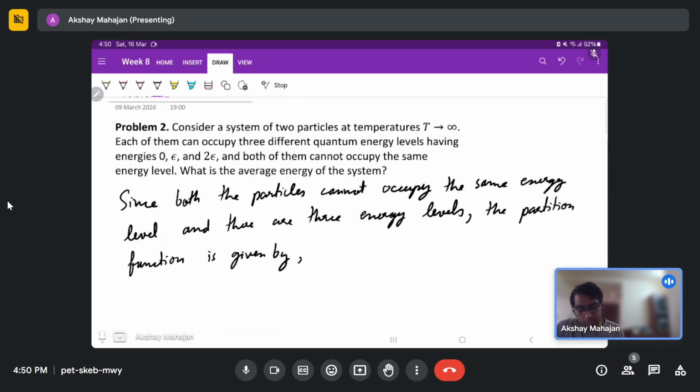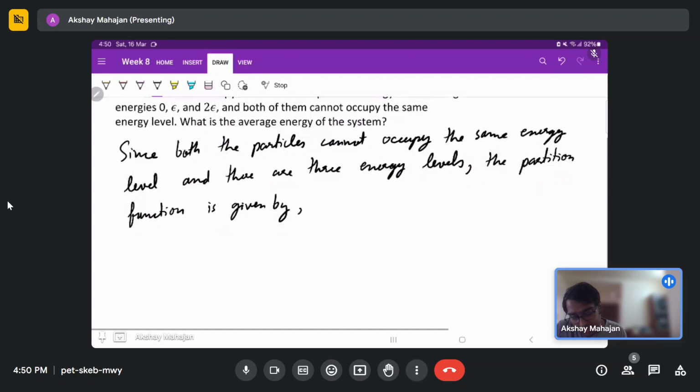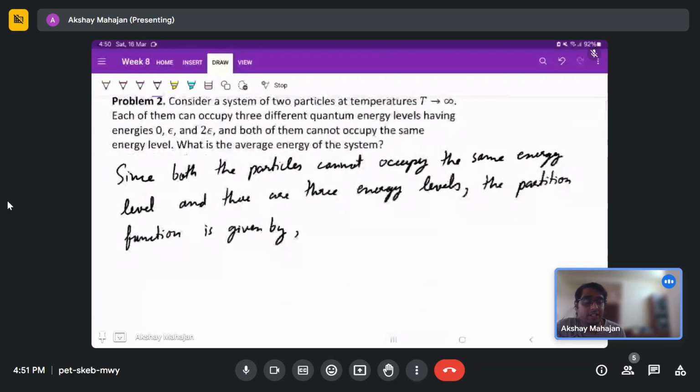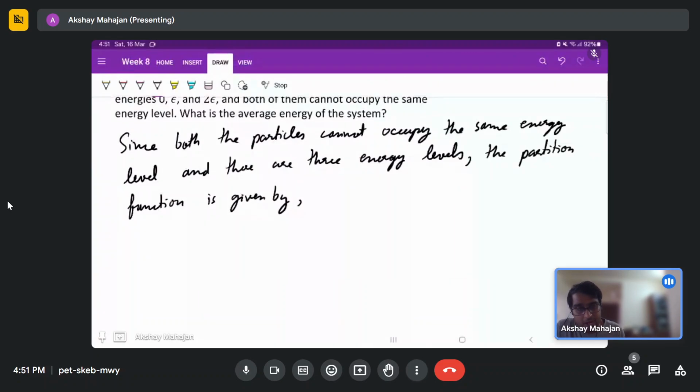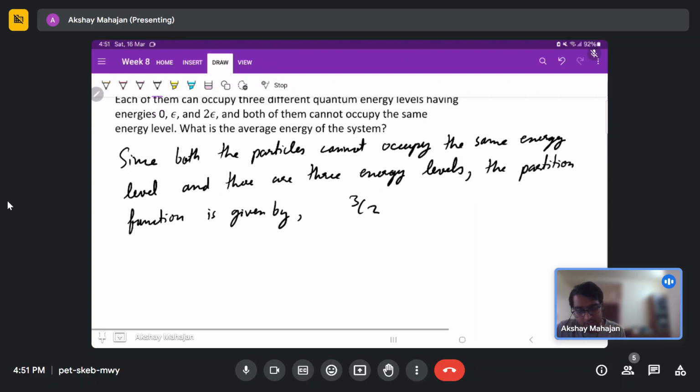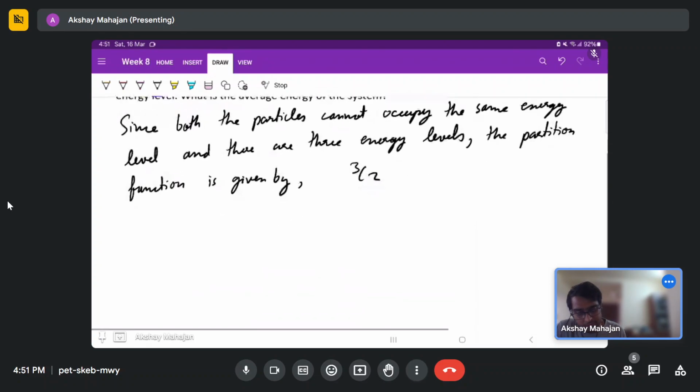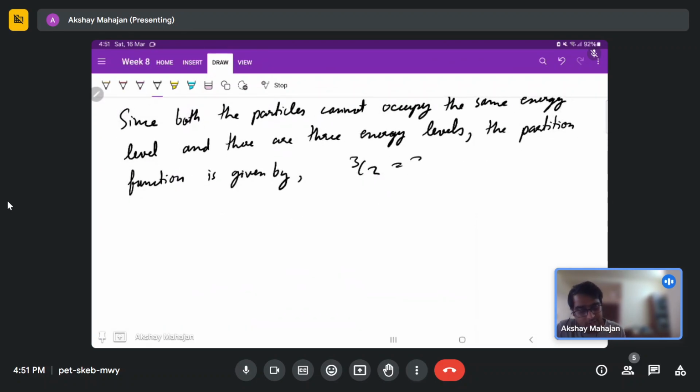So you have two particles. For energies you have three options, but it is given that at any time those two particles cannot have the same energy. So if you have to distribute these three energies among these two particles, the formula is 3C2. So you have to make packets of 2 from these three energies. That will be the different combinations, and as you know, it is equal to 3.